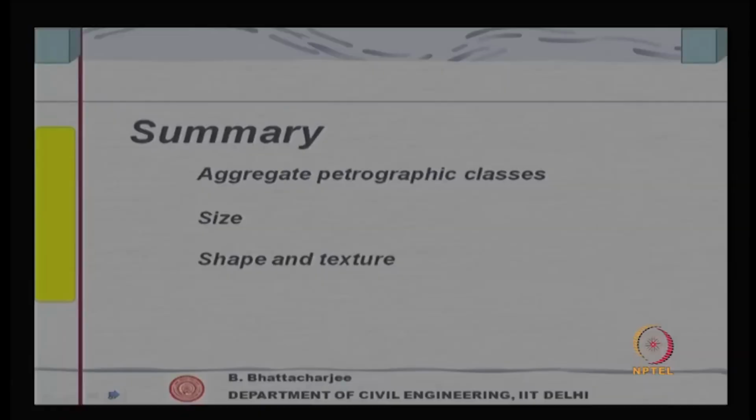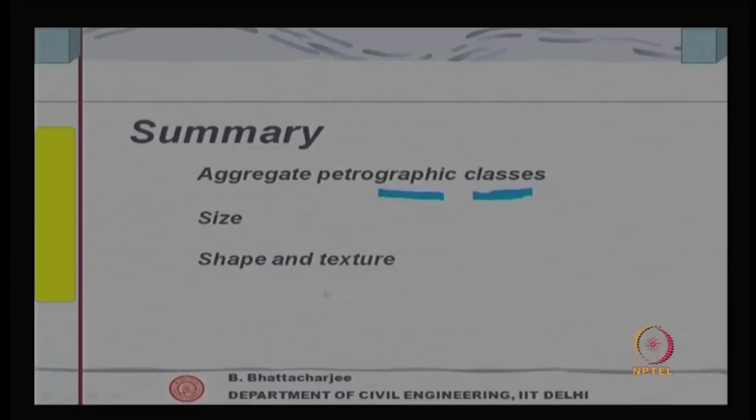So, to summarize everything today, we have looked into petrographic classes. We really did not go by any code or anything, but petrographic classes are essentially the classes based on mineralogical composition. Their importance lies in the fact that some of those aggregates may not be inert based on their mineralogical composition. Of course, mineralogical composition or parent rock type governs also the shape, because rounded aggregates, it depends upon their grain structure and of course, hardness of the parent rock. So, petrographic classes are important from that point of view.